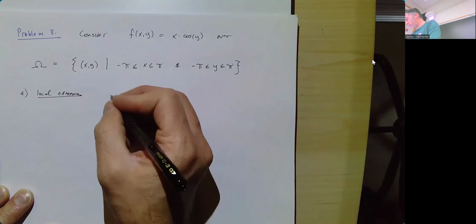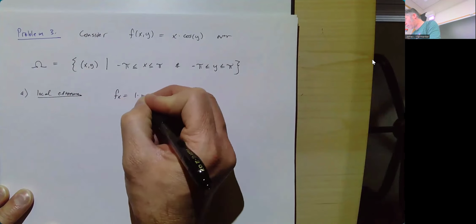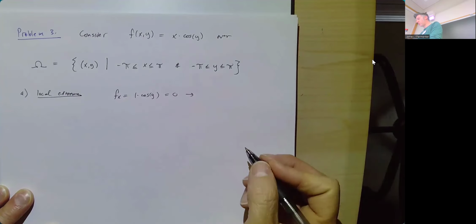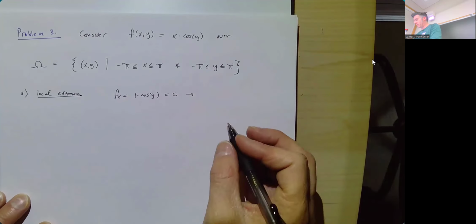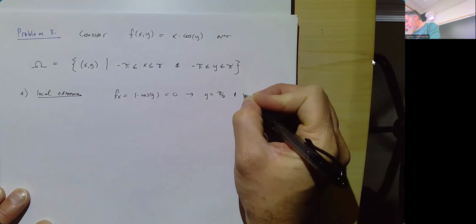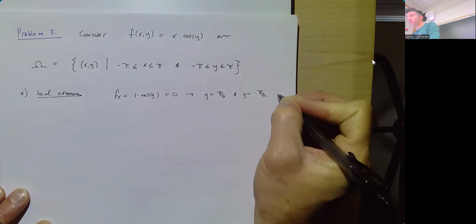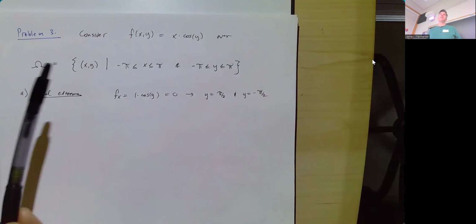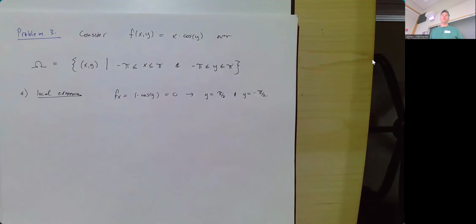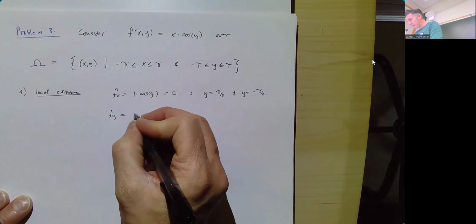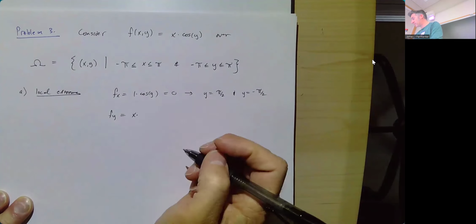So let's find our critical points. So fx is going to be 1 times cosine of y. Set that equal to 0. So cosine of y equals 0 at either y equal to pi over 2 and y equal to negative pi over 2. There are lots of other values, but I guess we are limiting ourselves to this domain here because I don't want to consider every value ever, because that would be an infinite number of choices. Let's find fy. fy is going to be x times negative sine of y.